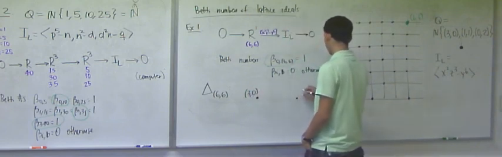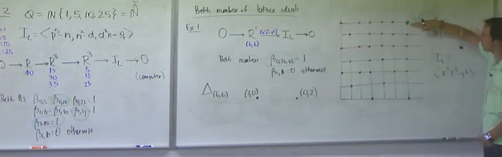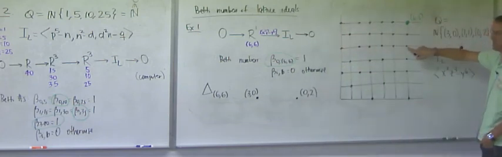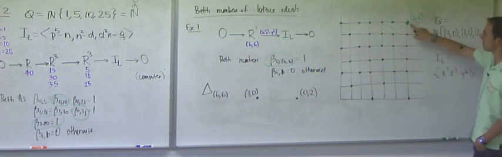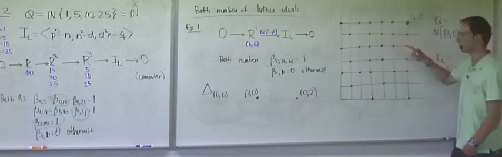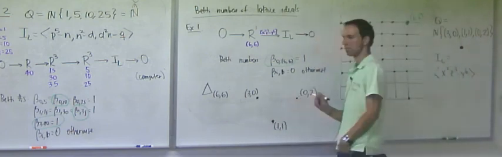Should I put 0, 2? Well, I should put it because if I subtract 0, 2 from 6, 6, I am in Q. Okay? And if I subtract 1, 1 from 6, 6, I am in Q. So all the 3 vertices get to stay.